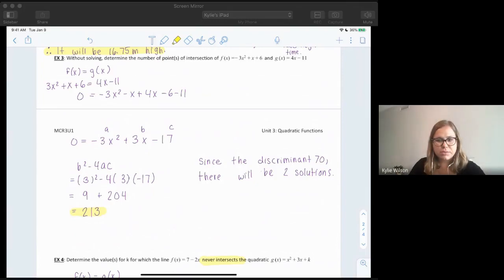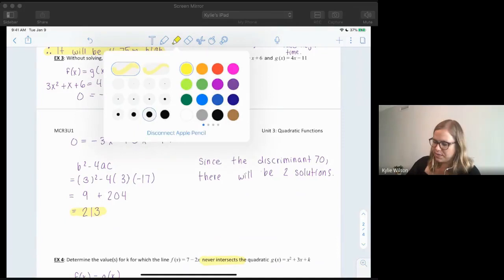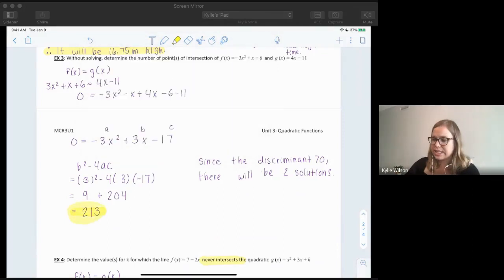So when you find the discriminant, there will be 2 solutions. Because our discriminant is bigger than 0, we should have 2 solutions. So we have 3 squared minus 4 times 3 times negative 17, and we get 213. Because this number is positive, that means there will be 2 solutions. I don't need to know what they are, I just need to know that there are 2. Does that answer your question? Perfect.